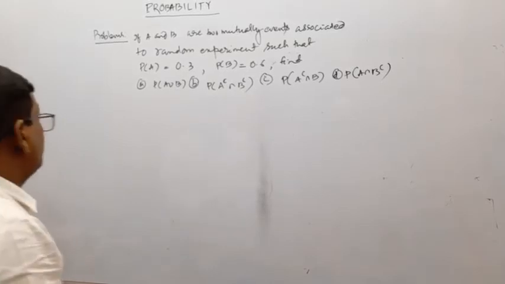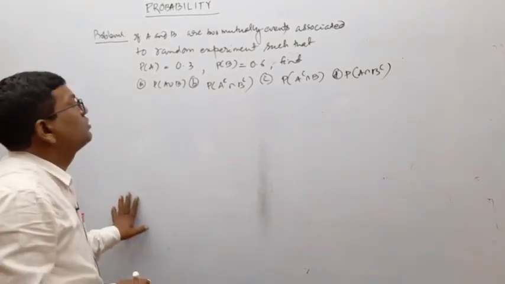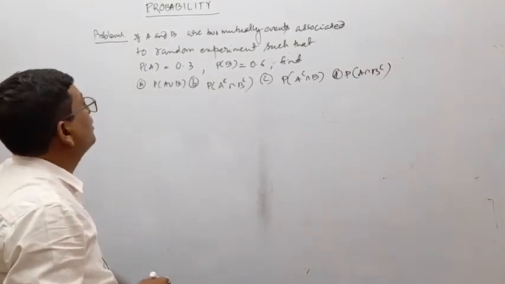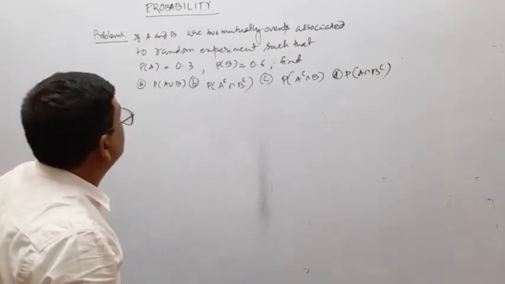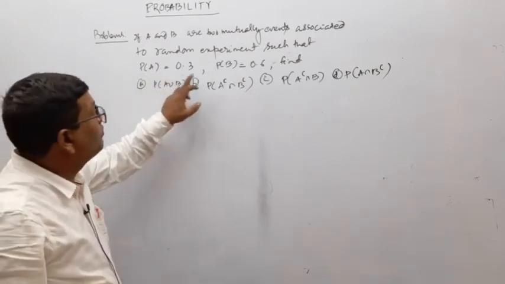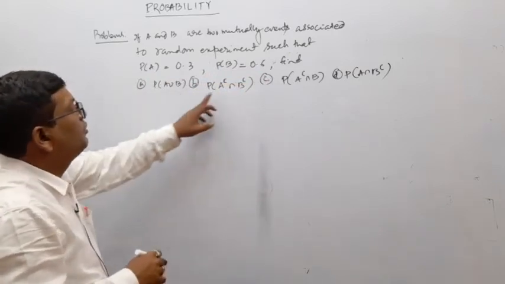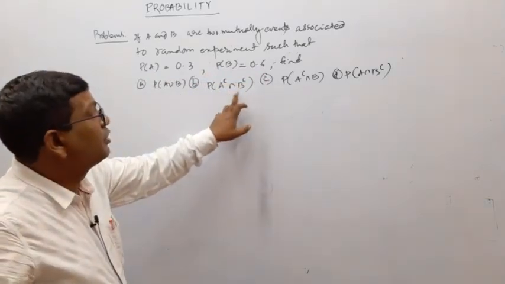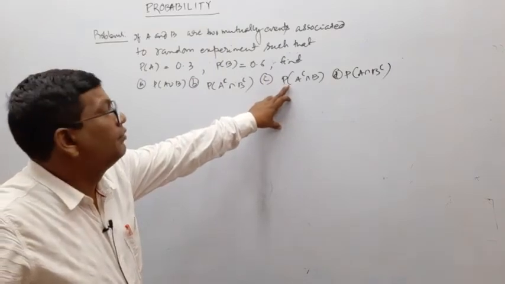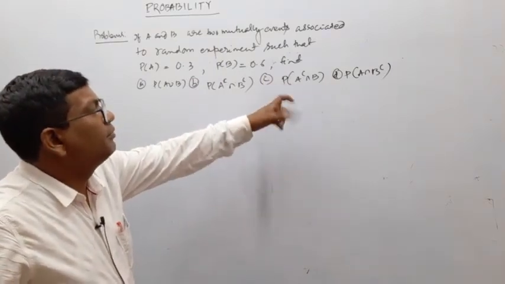If A and B are two mutually exclusive events of a random experiment such that P of A equals 0.3 and P of B equals 0.6, find P of A union B, P of A complement intersection B complement, P of A complement intersection B, and P of A intersection B complement.